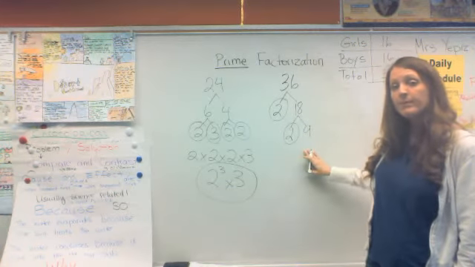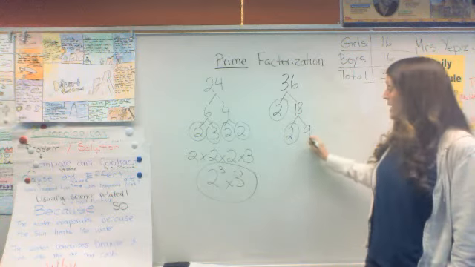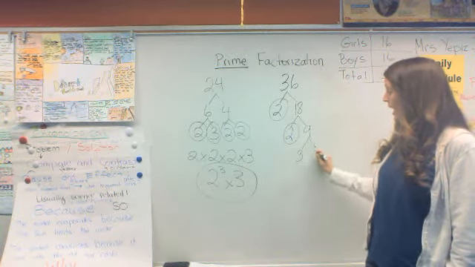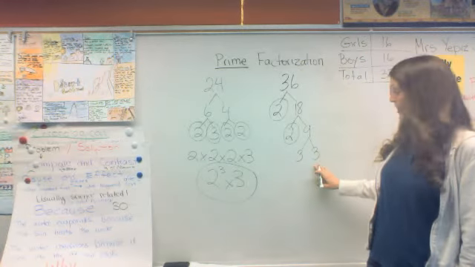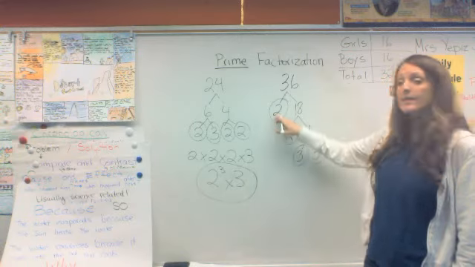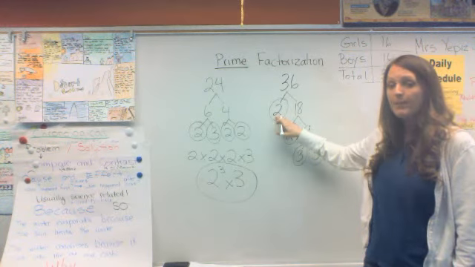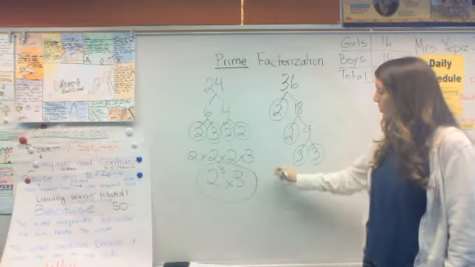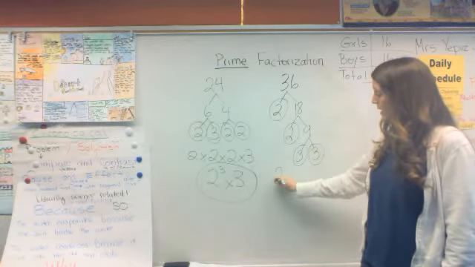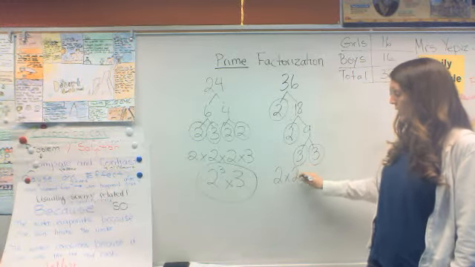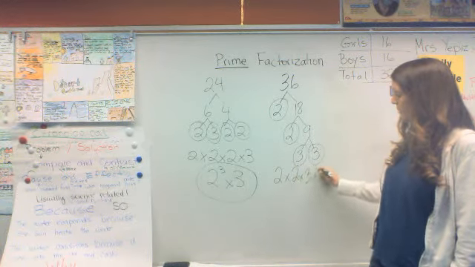Is 9 a prime number? 9 is not a prime number because you can break it into 3 and 3. And right there I see some prime numbers, so I'm going to circle them. Now, it doesn't matter if your prime number is near the top. If you have a prime number in your factor tree, you include it. So I'm going to group the like numbers, 2 times 2 times 3 times 3.